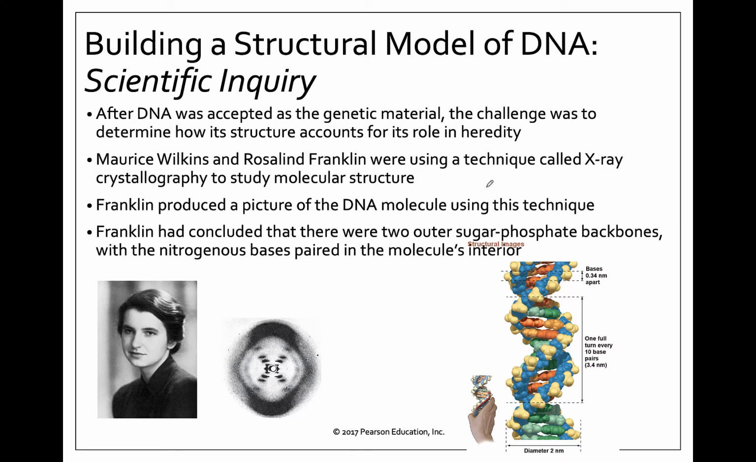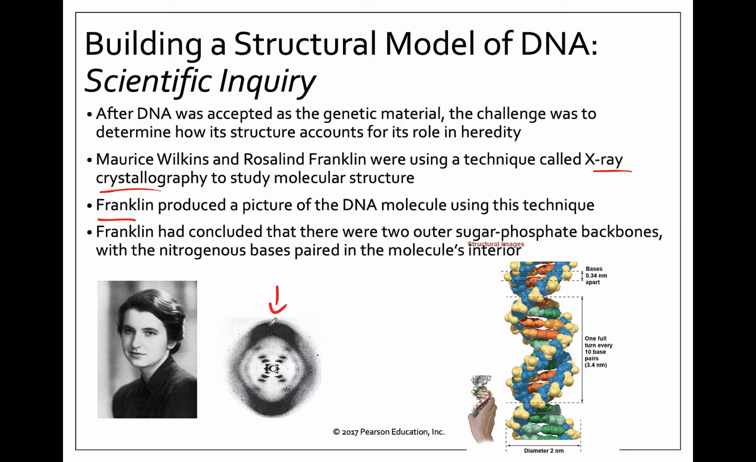And Wilkins and Franklin were using something called X-ray crystallography to study structure. So this is where you would crystallize the molecule and then you would shoot X-rays through it and then take a picture of the pattern that shows up after. So Rosalind Franklin is famous for producing this picture of a DNA molecule using this technique. And what happened is Watson and Crick were men, of course, and they were visiting Maurice Wilkins. And Wilkins actually gave this picture to Watson and Crick without her knowledge or consent about it.